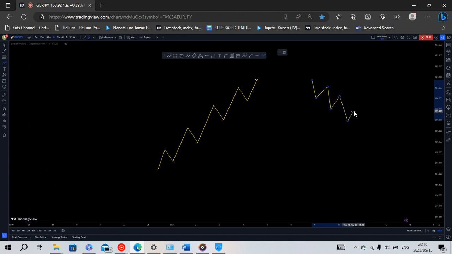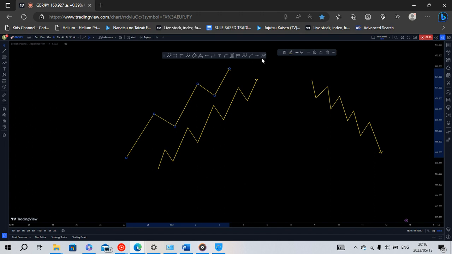Those in my mentorship and the VIP group know this. Here it's not that clear, guys, but let me show you the bigger picture which I wanted to show you. There's a reason why I'm doing this. Do you understand why I'm doing this? Okay.